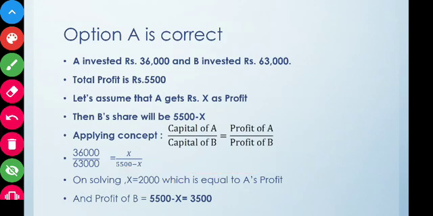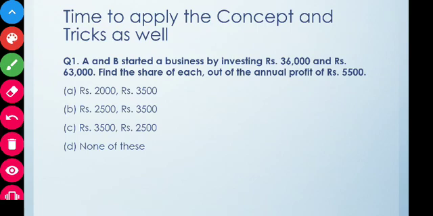So we can say that the profit of A is rupees 2000, and the profit of B is equal to 5500 minus X. We apply this value here and we get 5500 minus 2000, that is 3500. And so we can say that option A is correct. Hope you have got the concept clearly.